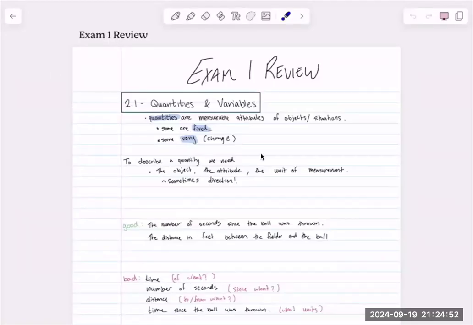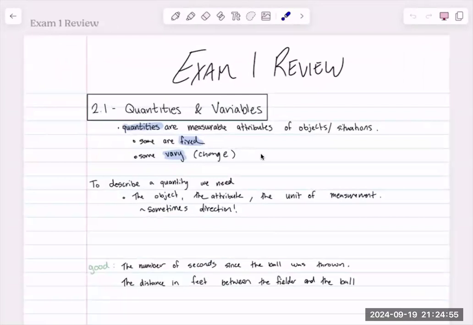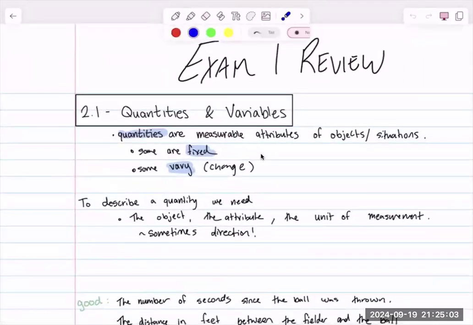All right. Hello, everybody. I am going to be doing a review for exam one. So we're going to start off with 2.1, and that was quantities and variables. So this is what we started the course out with. So I'm going to change the color.